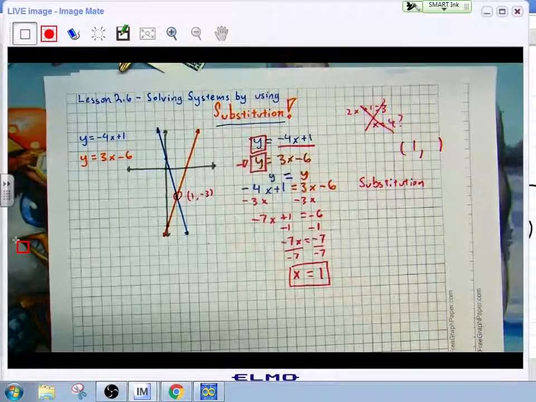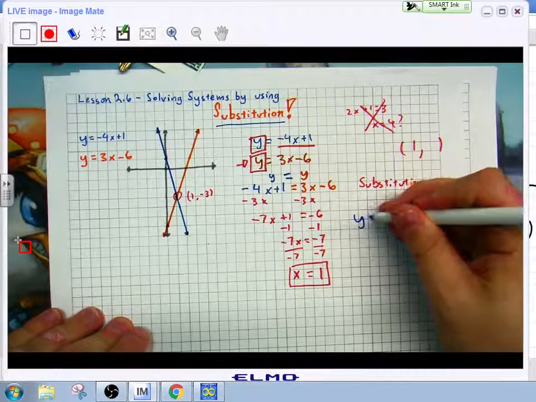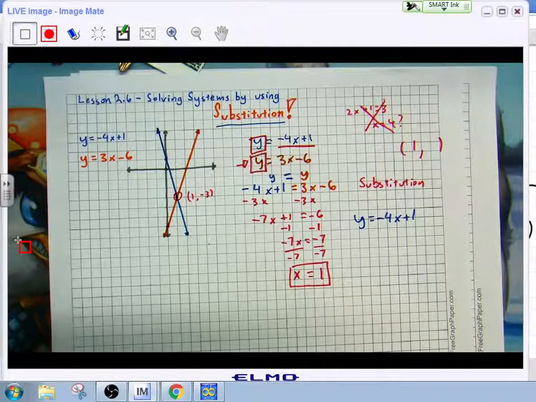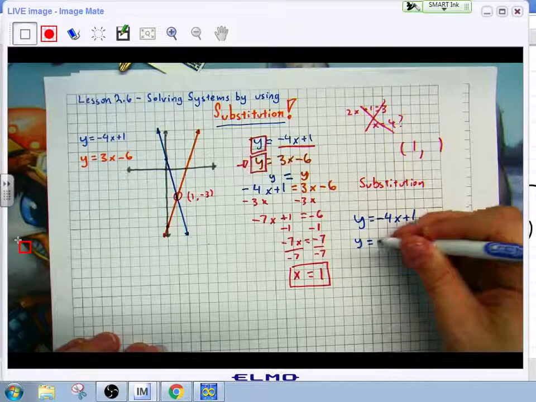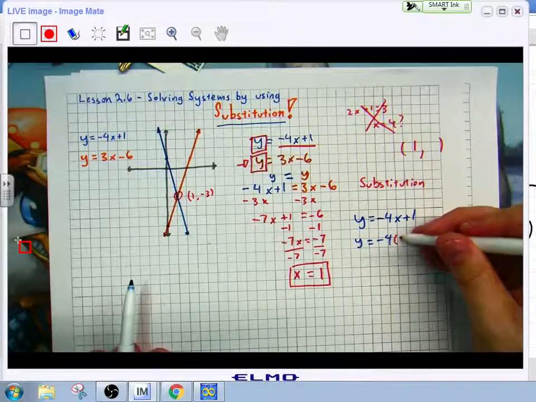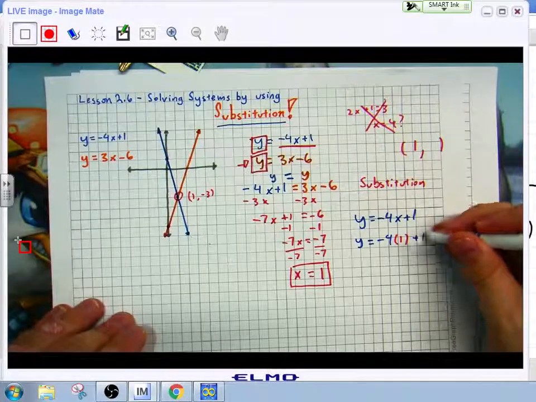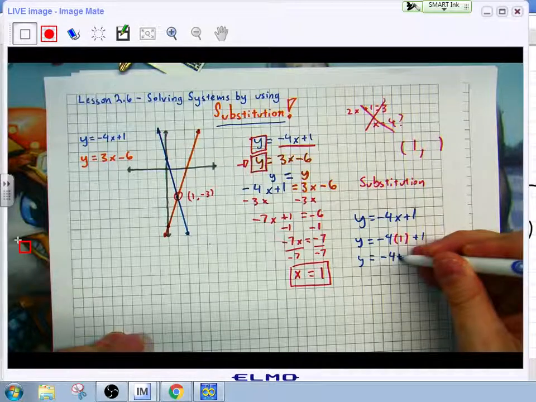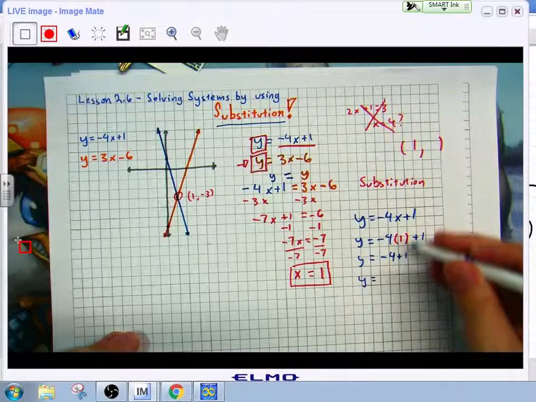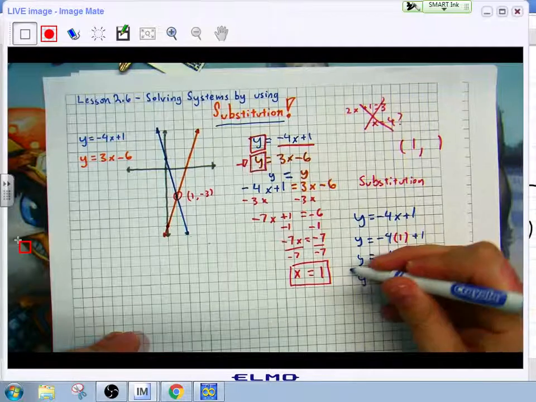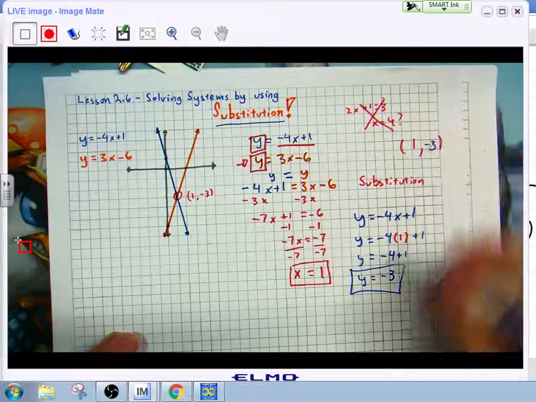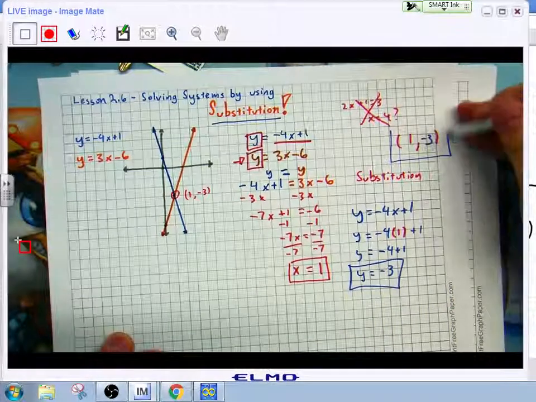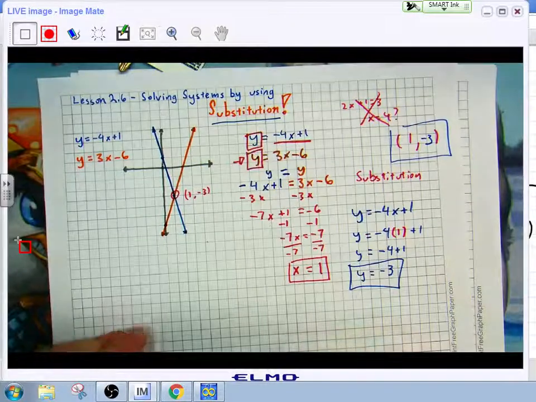So let's say I do the blue equation. I have y equals -4x plus 1. I'm going to substitute one more time. This time I'm going to plug 1 in for my x. So I have y equals -4 times 1 plus 1. So y equals -4 plus 1, and then -4 plus 1 is going to be -3. And so from all this, I see that my point where it crosses is (1, -3). And sure enough, (1, -3) is exactly what we proved when we graphed it.